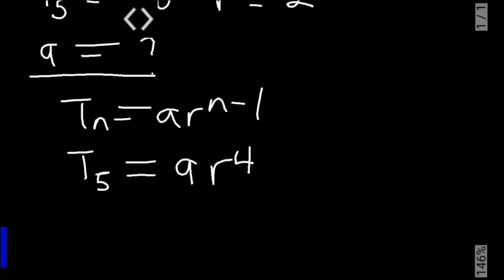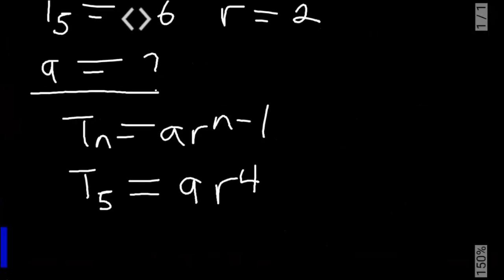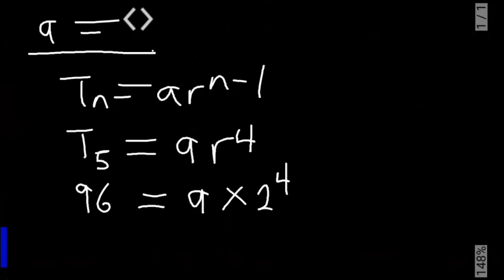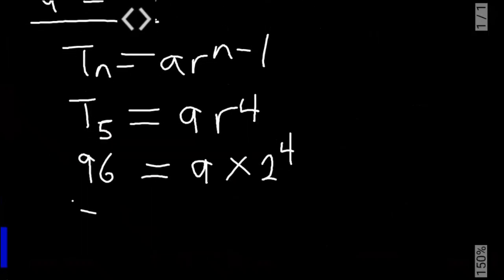But we have the fifth term as 96, so we can just substitute that. We have 96 equal to the first term, which is missing, multiplied by the common ratio, which is 2, raised to the power of 4. So 96 is equal to a times 2 raised to the power of 4, which is 16.